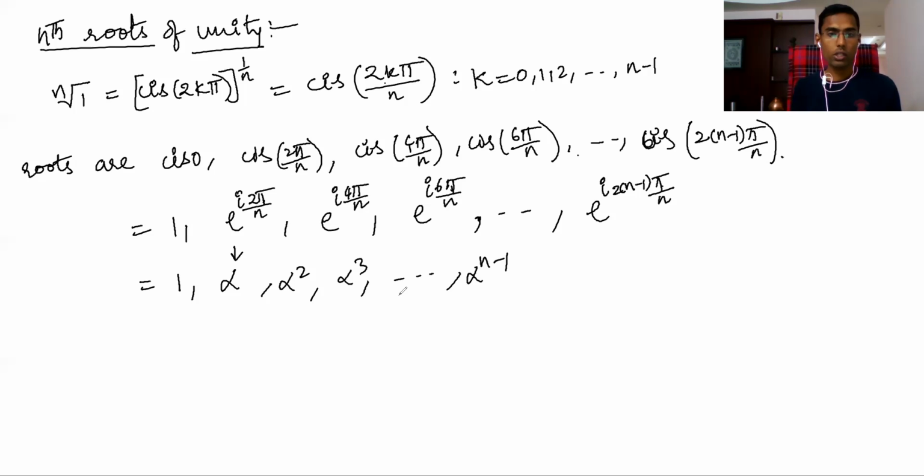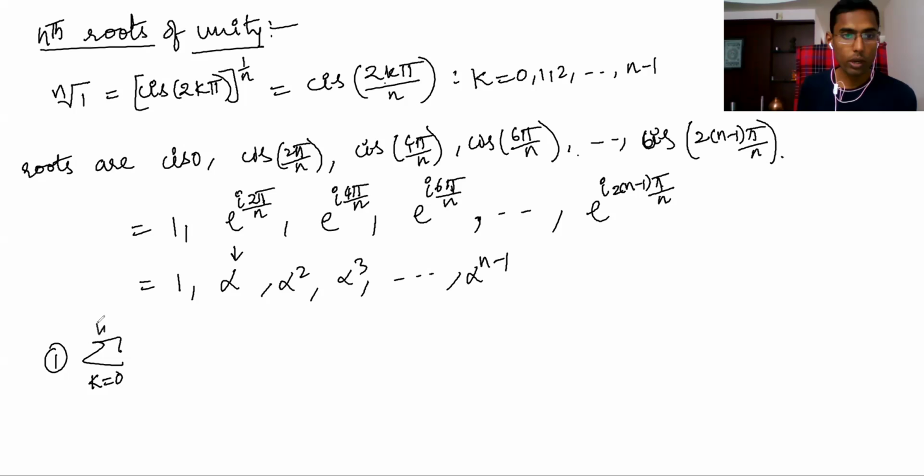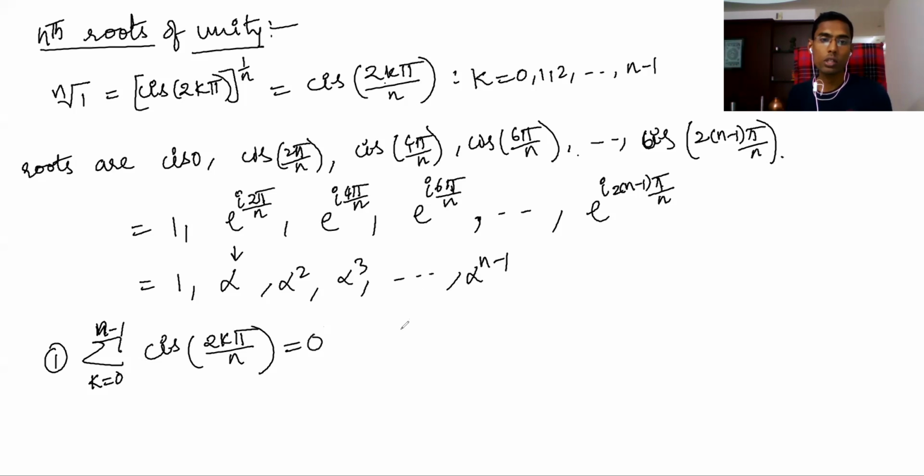Therefore, what we discussed is that the nth roots of unity are in GP. Sum of nth roots of unity: what we wrote here, the sum for k equal to 0 to n minus 1 of cis 2kπ/n, this is 0. The sum of nth roots of unity is 0.